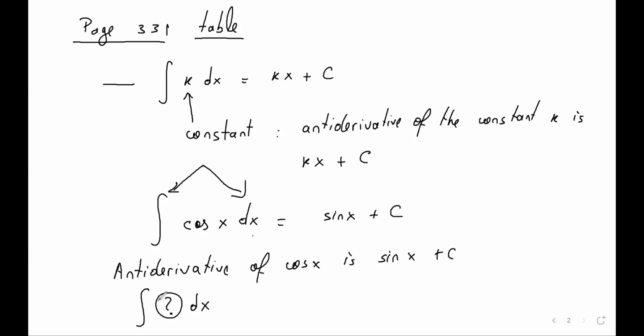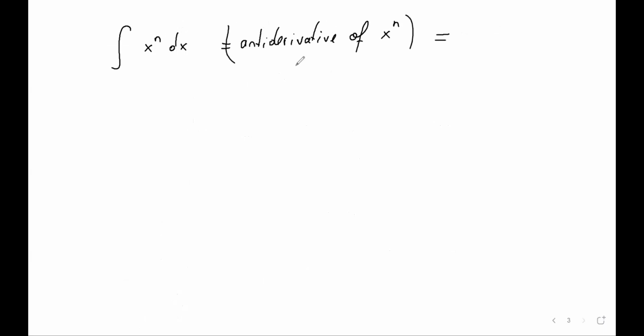There are a few other formulas there. For example, this one is important. I'll start with this one maybe. The antiderivative of x to the n. So the integral of x to the n dx means the antiderivative of x to the n, and that is equal to 1 over n plus 1 times x to the n plus 1, and you add a constant c if you like. So this is, folks, the type of table that's given in your book at page 331.